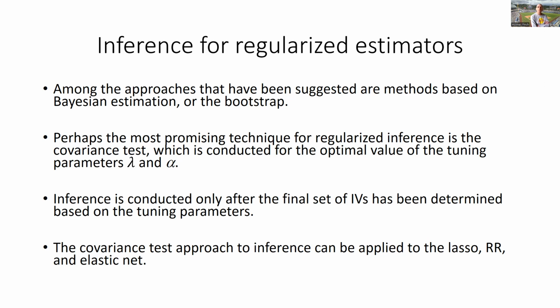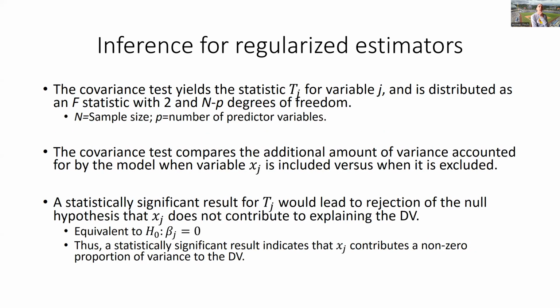But a really promising approach is something called the covariance test, and it involves accounting for the lambda and/or the alpha, those penalty coefficients, the tuning parameters that we talked about in the previous discussion. So if you haven't watched the previous discussion, you probably want to watch that first before you get into this. And inference, or getting p-values, is only going to pop up after we've gotten our final set of variables. So that's kind of the trick here, as you'll see.